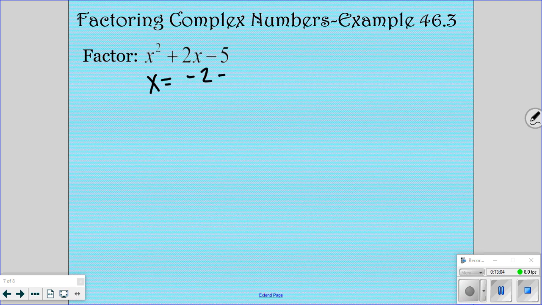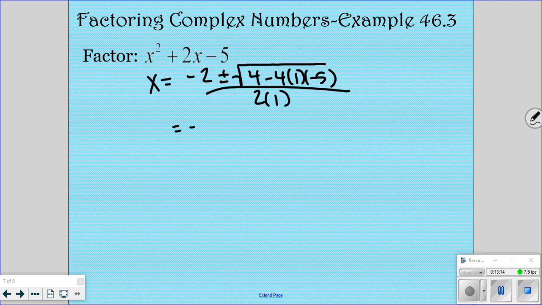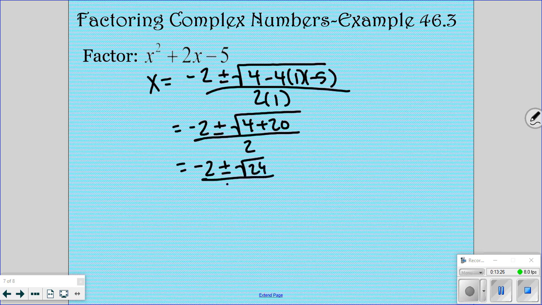So negative b plus or minus the square root of b squared minus 4ac all over 2a. So negative 2 plus or minus the square root of 4 plus 20 over 2, negative 2 plus or minus the square root of 24 over 2. So negative 2 plus or minus, this will simplify to 2 square roots of 6. And then all of those will divide by 2 to give us negative 1 plus or minus the square root of 6.